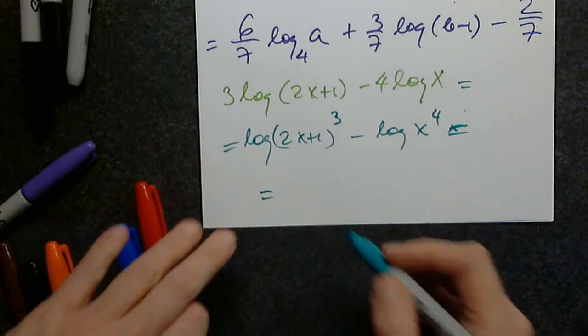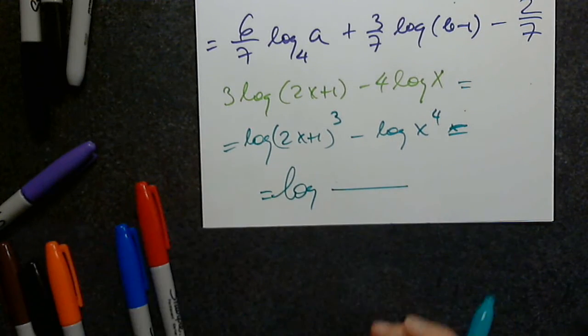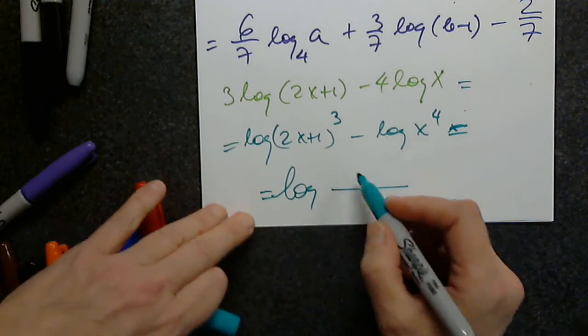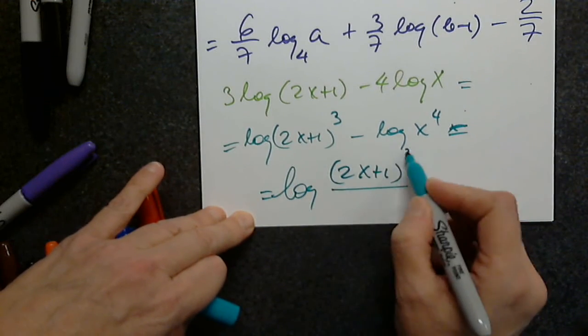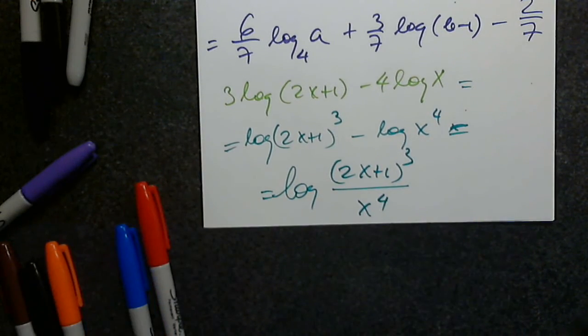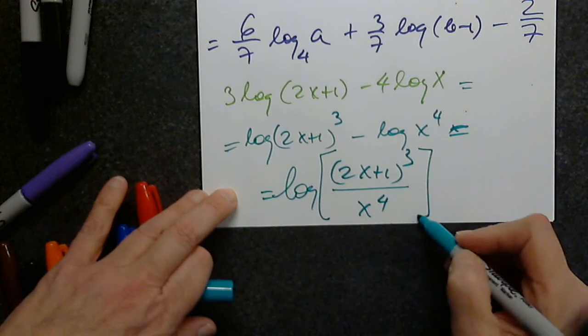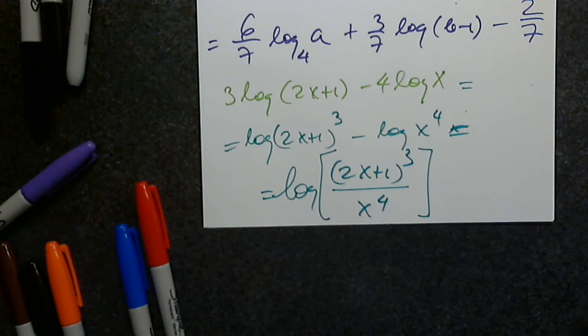Yes. So this is log. Do not write log over log, please. So this is 2x plus 1 to the 3rd over x to the 4th. If you want, you can put it like this to make sure you don't make an error. Okay, this page is done. Questions?